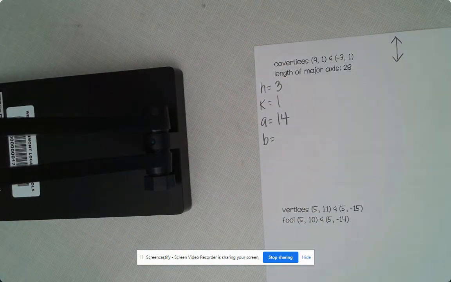How am I going to find my B value? Go from your center. My center is at 3, 1, yes? Do I care about the 1 coordinate right now? No, because I already know that. I'm at 3. If I'm at 3, where's one of my co-vertices at? One's at 9. Why am I always going to pick the positive one? Because it's easier. If I'm at 3 and I'm going to 9, how many boxes did I go? 6.